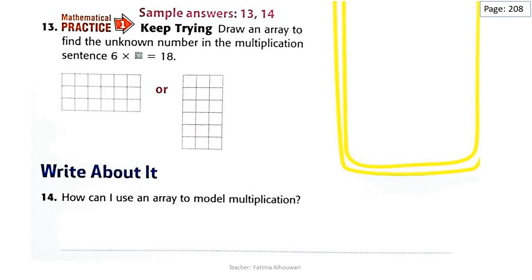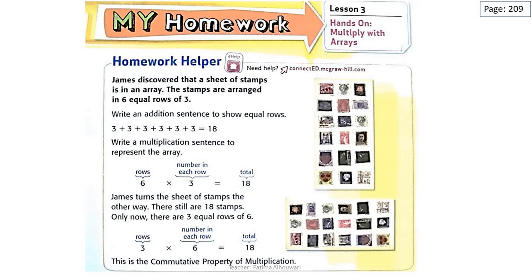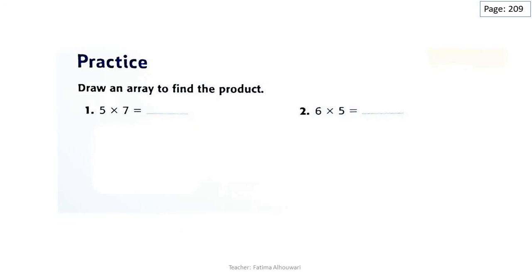How can I use an array to model multiplication? You know now that the number of rows multiplied by the number of columns gives the total. That's it. Let's see the next page. Page number 209. This is your homework, grade 3. So please try to solve it by yourself and then you can check your answers here.